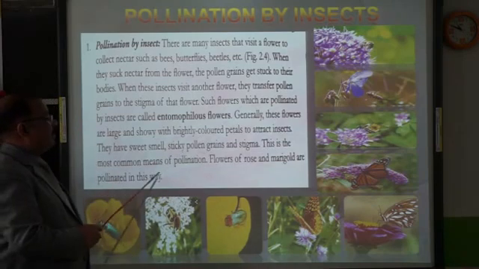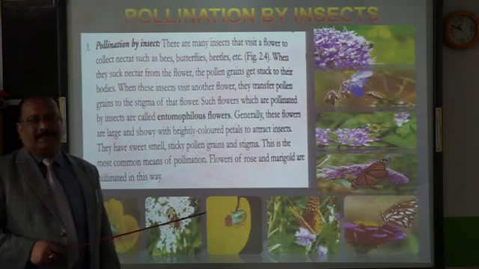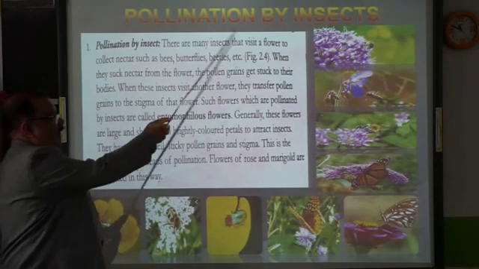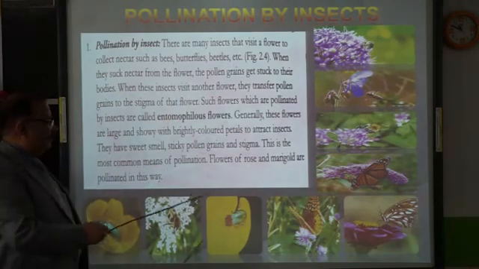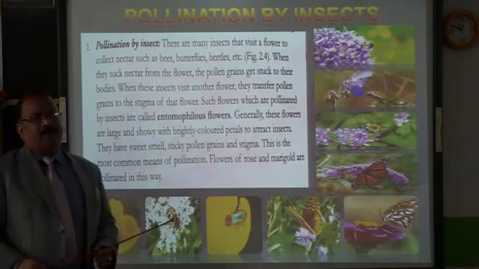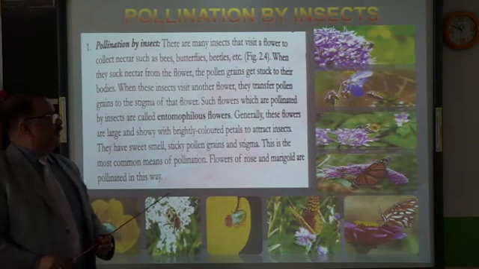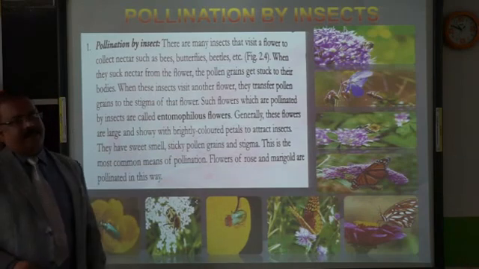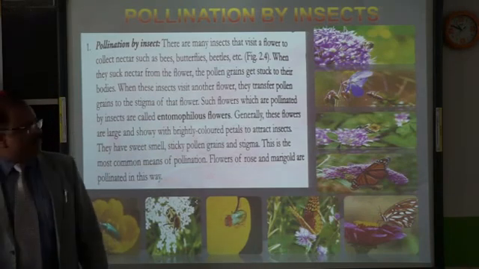This is the most common means of pollination. Pollination takes place by insects, the most common way. And examples are given: rose and marigold. These are the flowers where pollination by insects takes place. Next we have what?